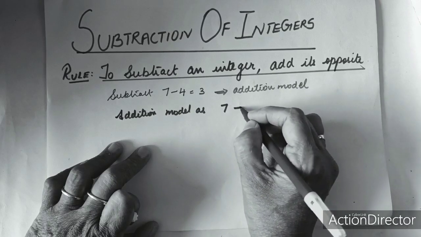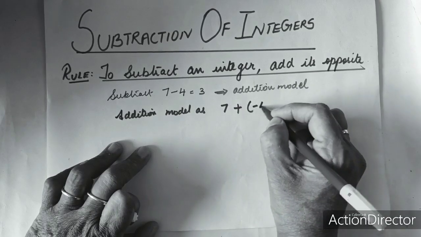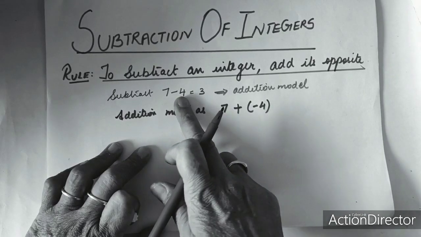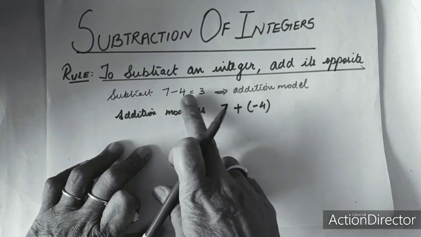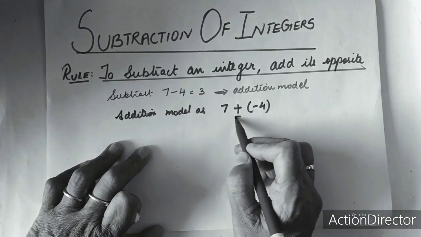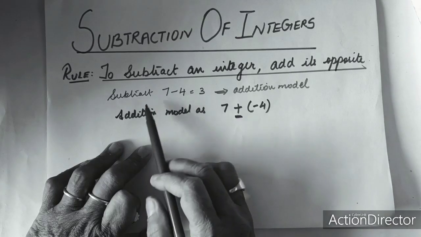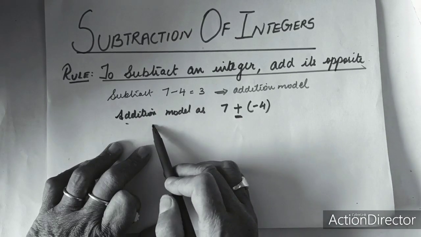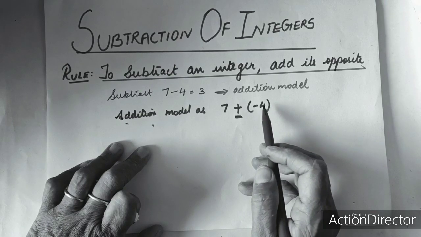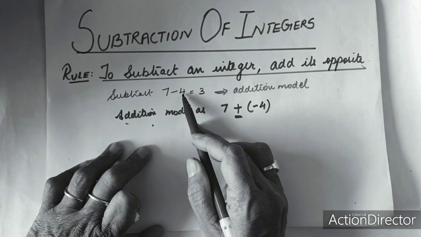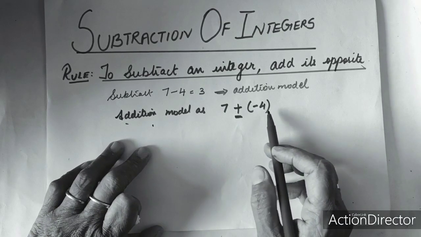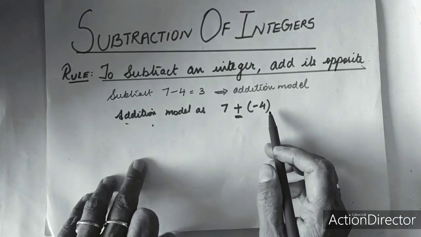7 plus minus 4. That is, I am going to add, what is additive inverse of 4? It is minus 4. I am going to add its opposite. Here there was a subtraction sign. Here I am having an addition sign. To make this subtraction as addition, I am going to add the additive inverse of the second number. That is 4. Additive inverse of 4 is minus 4. Now let us see this through an activity.